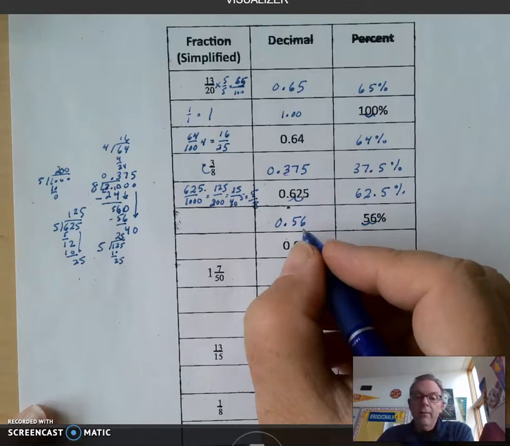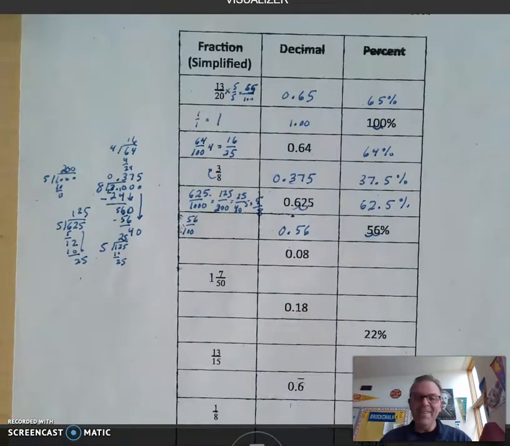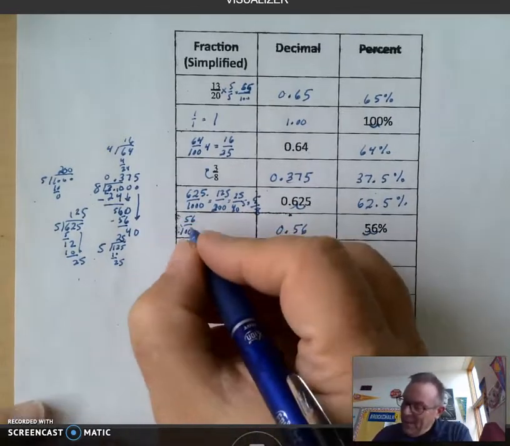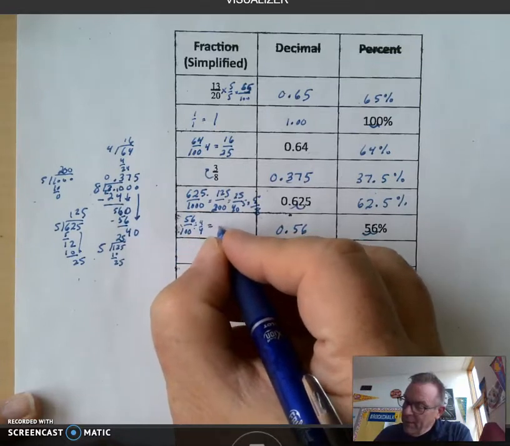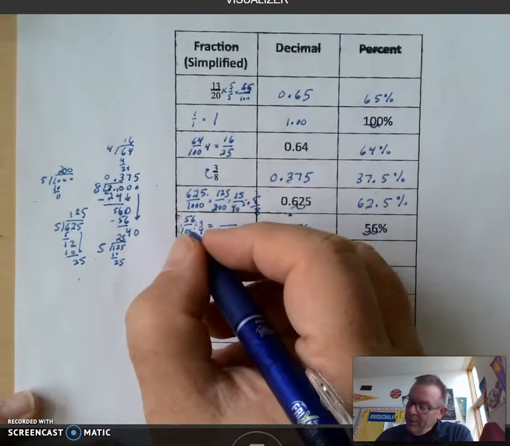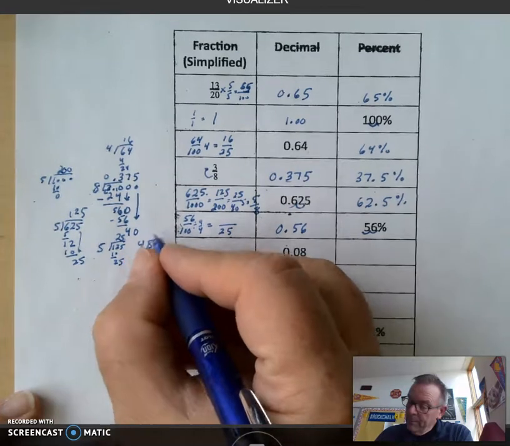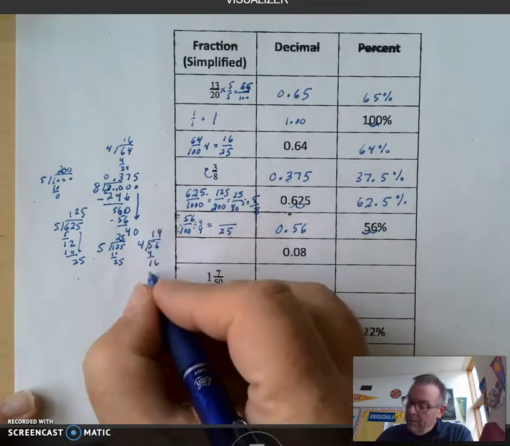Sorry, a little glitch there, that was interesting. 56 over 100, we can divide both of these by 4. So 100 divided by 4 is 25. And if we think about 56 divided by 4, it's going to go in 1 time, 14.